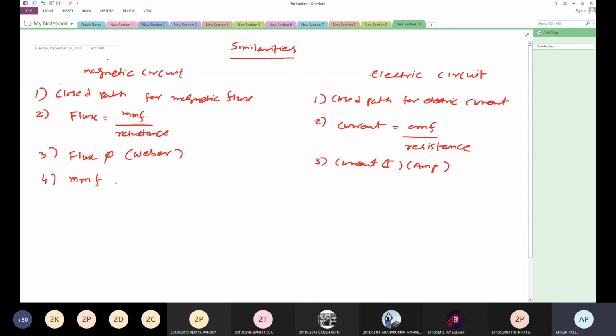Now the fourth one: here we have mmf. mmf is equal to the product of current and number of turns, so the unit is ampere turn. Here we have EMF, and the unit of EMF is volts.